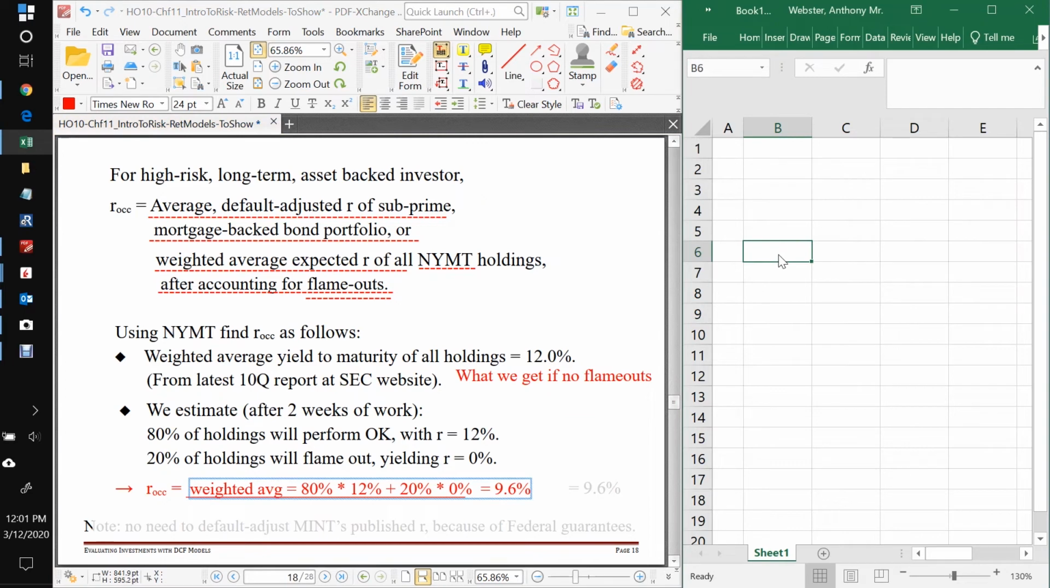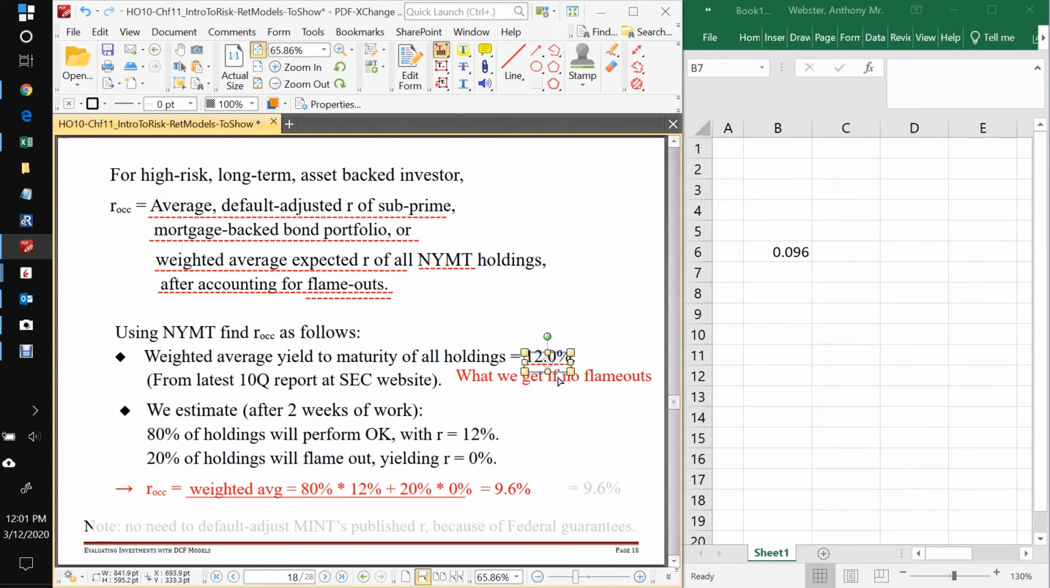Let me just double check for us here. Equals 0.8 times 12% plus 0.2 times 0%, and that's correct, 9.6%. So when we're risky investors, we've always got to consider the risk-weighted average of our promised interest rates or discount rates here. We're going to have to think about this.